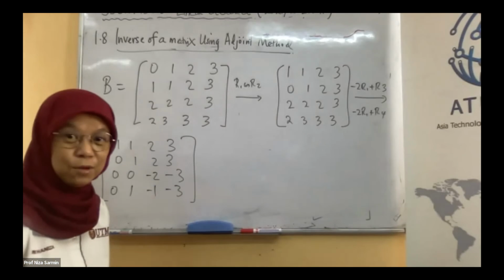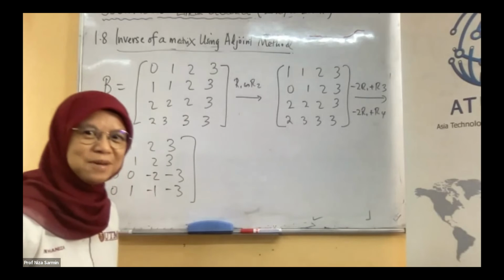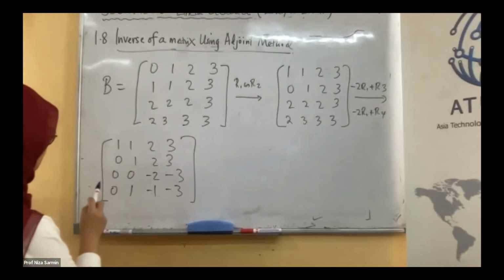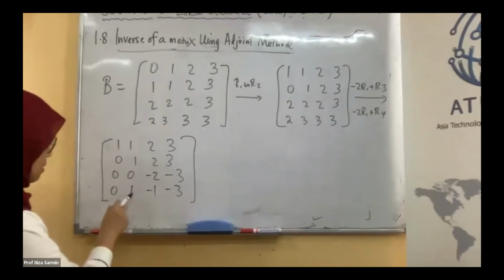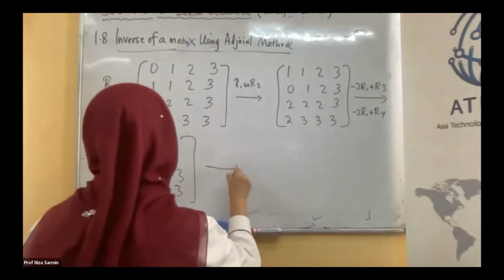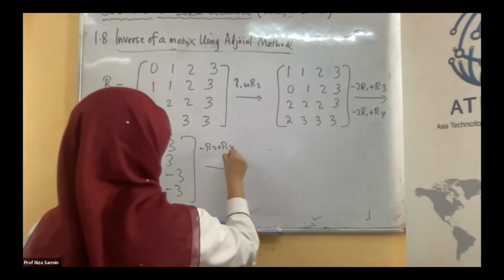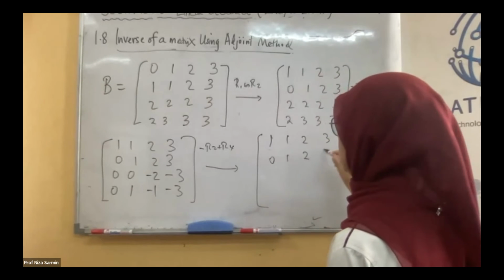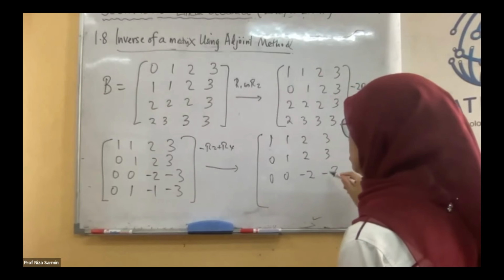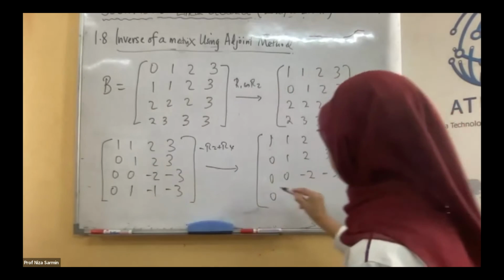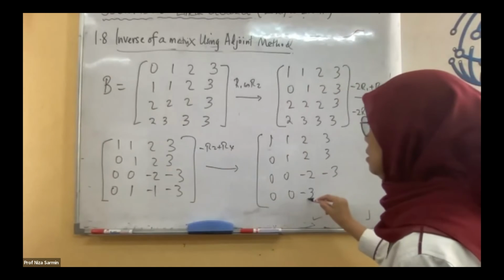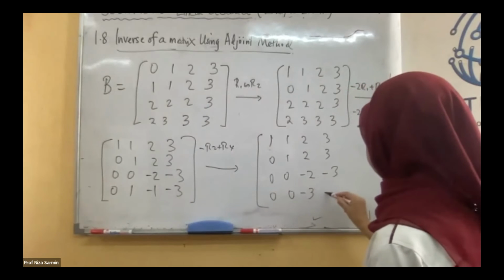Okay, nak kena jenguk sikit ni masuk dalam kamera. Terkeluar. Okay, so I already get this. If you want to do maybe one more, okay, maybe one more. Negative row 2 plus row 4. 0, 0. Negative 2 plus negative 3. Negative 3 plus negative 3, negative 6.